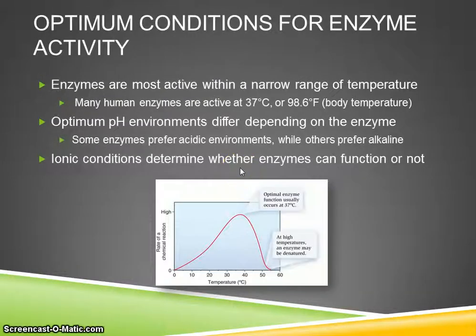Now let's discuss the optimum conditions for enzyme activity. So enzymes are most active usually within a narrow range of temperatures. So many human enzymes are active at 37 degrees Celsius or 98.6 degrees Fahrenheit, which is body temperature. And optimum pH environments differ depending on the enzyme. So some enzymes prefer acidic environments, and others thrive in alkaline or basic environments. And ionic conditions also determine whether enzymes can function or not.